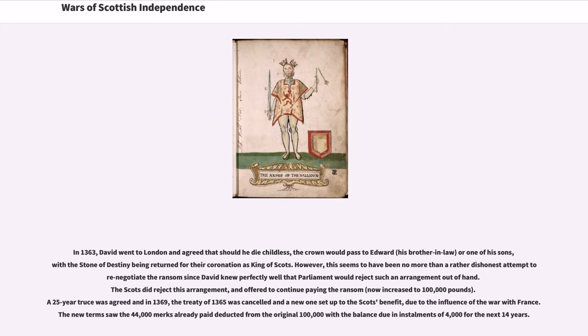However, this seems to have been no more than a rather dishonest attempt to negotiate the ransom, since David knew perfectly well that Parliament would reject such an arrangement out of hand. The Scots did reject this arrangement, and offered to continue paying the ransom. A 25-year truce was agreed and in 1369, the Treaty of 1365 was cancelled and a new one set up to the Scots' benefit, due to the influence of the war with France. The new terms saw the 44,000 merks already paid deducted from the original 100,000, with a balance due in installments of 4,000 for the next 14 years.